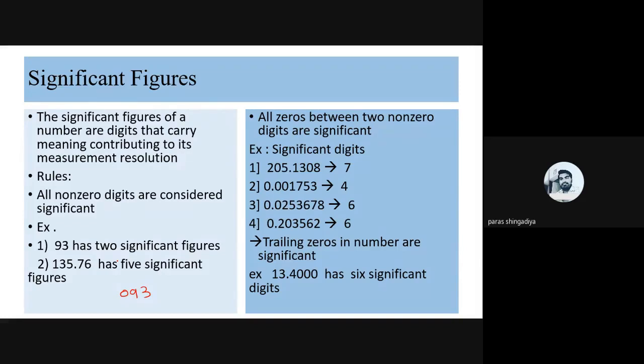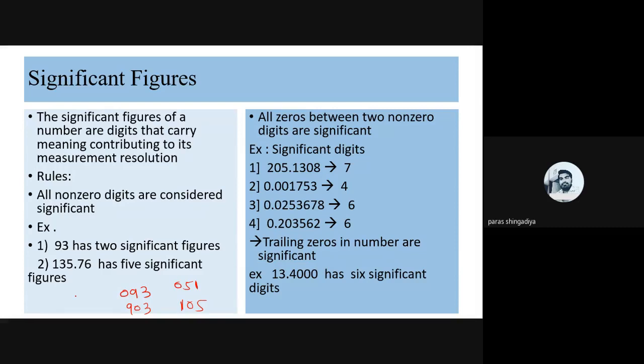So 135.76 has five significant digits, clear? And if you write 093, it does not have three significant digits. For example, 095 is not three significant digits, it's only two. But if you write 105, or 903, then it has three significant digits. The zero should be in between two non-zero numbers, then it will be counted.